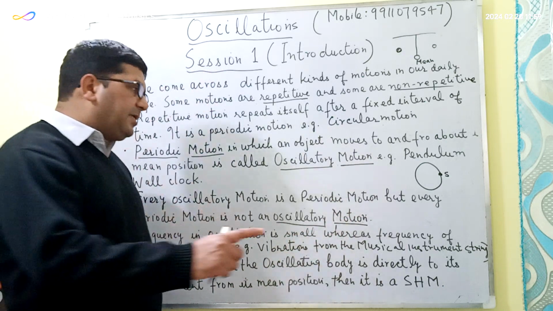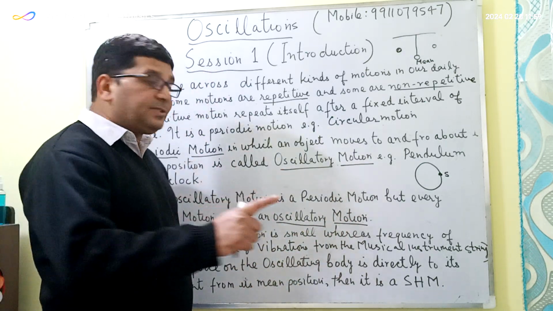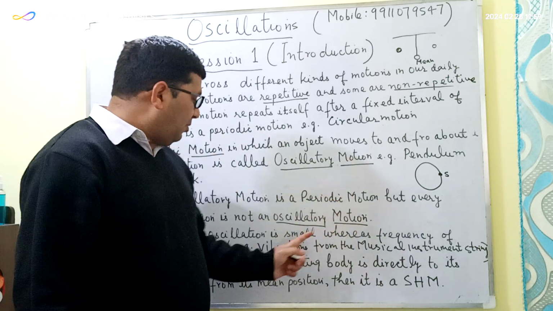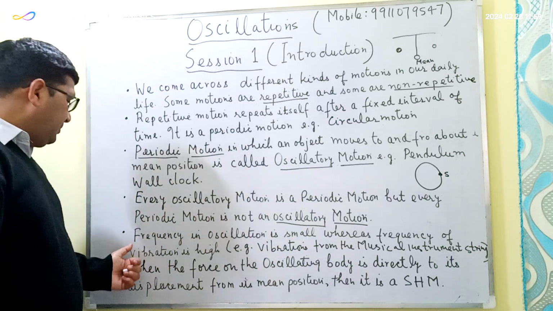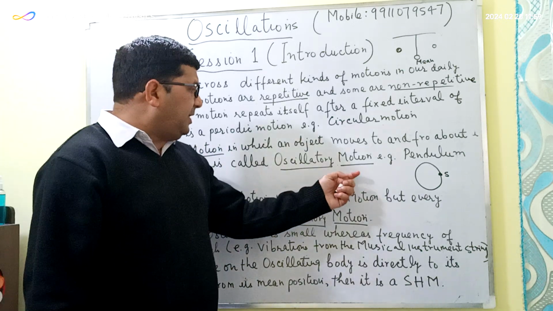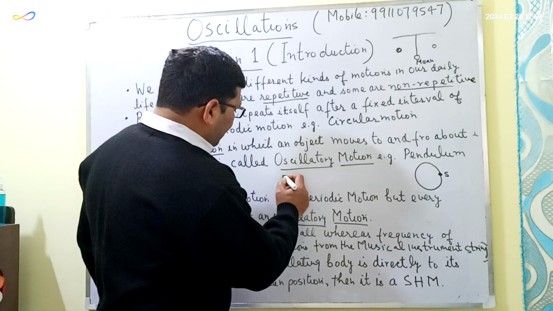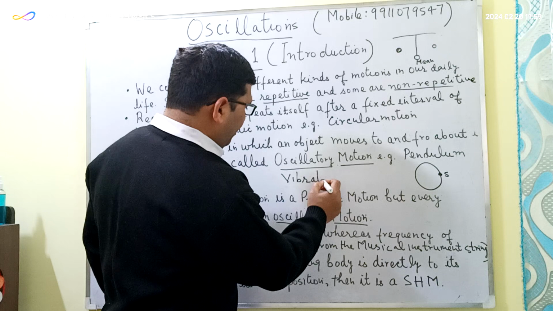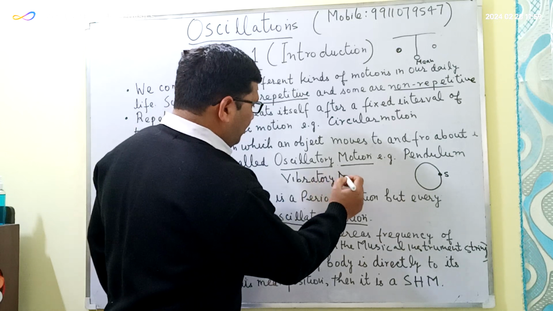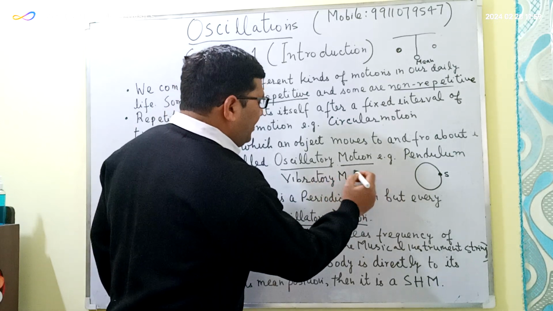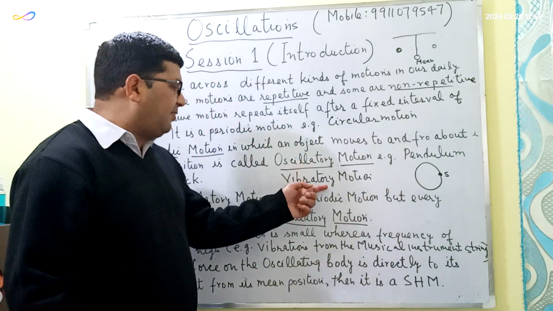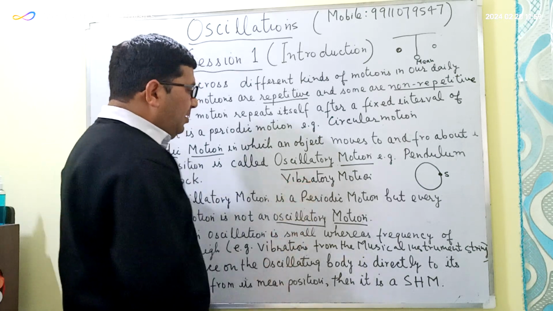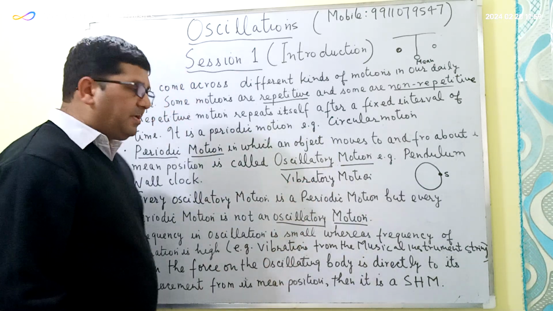So every oscillatory motion will be a periodic motion, whereas it is not necessary that every periodic motion will be an oscillatory motion. Next point is, there is one more motion which is called the vibratory motion. So there is a very slight difference between this oscillatory motion and the vibratory motion. I will try to explain this with the help of an example. Let us take the case of a musical instrument, say guitar.